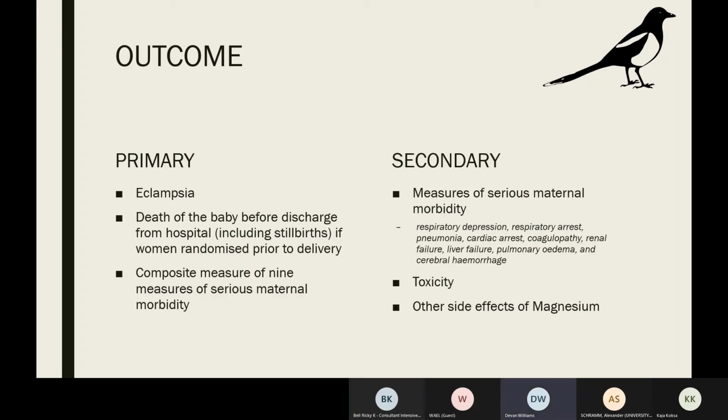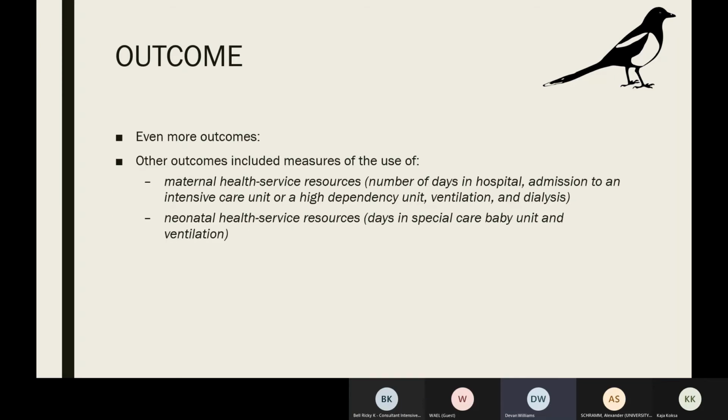There were even more outcomes after this as well, measuring the maternal health services and the neonatal health services resources. Of course, some of these resources are not available in all the hospitals that they were looking at, which did limit their outcomes. And although they mentioned this in their outcomes section, they didn't really comment on it in their results or their discussion later on. So it's, I think, an ideal outcome that they didn't really manage to achieve.